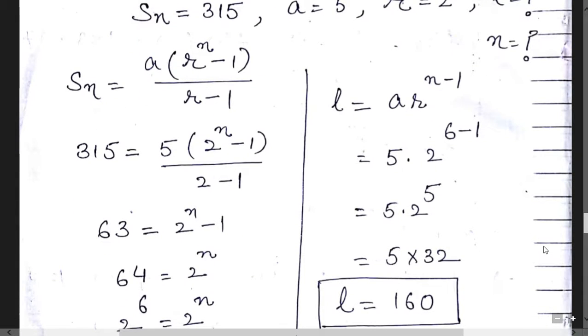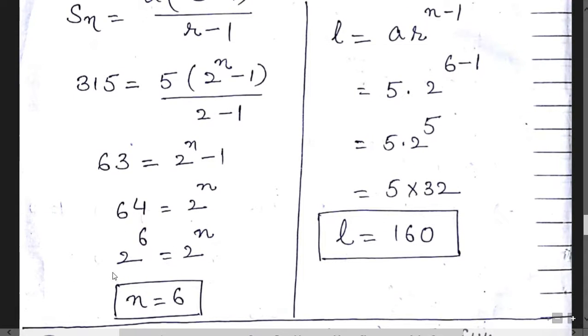Now what is the formula of Sn? The formula is a into r raised to power n minus 1 divided by r minus 1. Insert the value of r as 2 and the value of a as 5. And what about Sn? It's 315. 2 minus 1 is 1. When 315 is divided by 5, it gives us 63. Now 63 when added with 1 is 64, and 64 can be written as 2 raised to power 6. It means the value of n comes out to be 6.